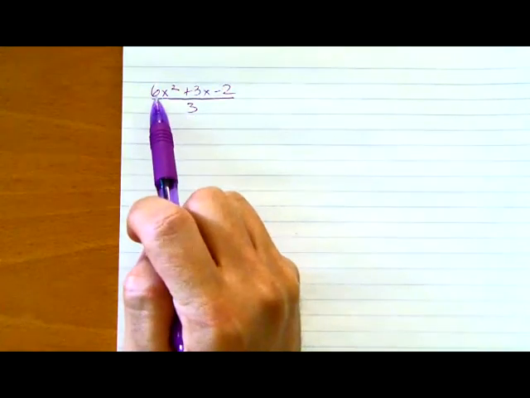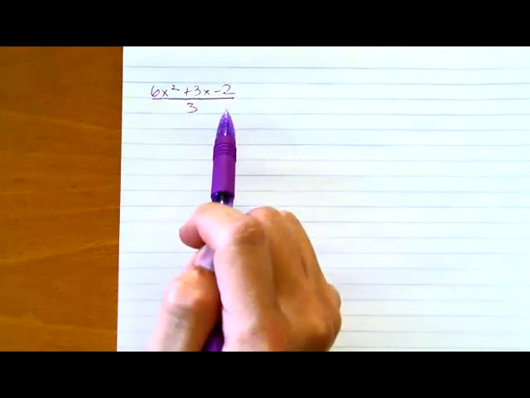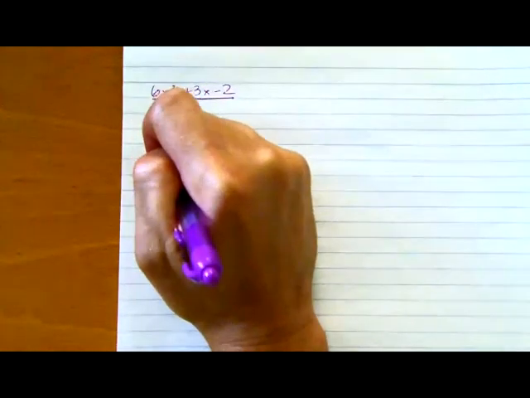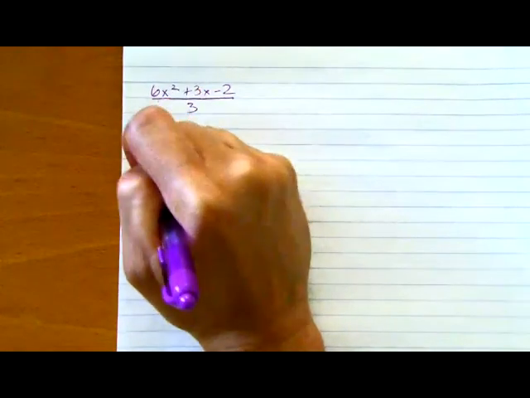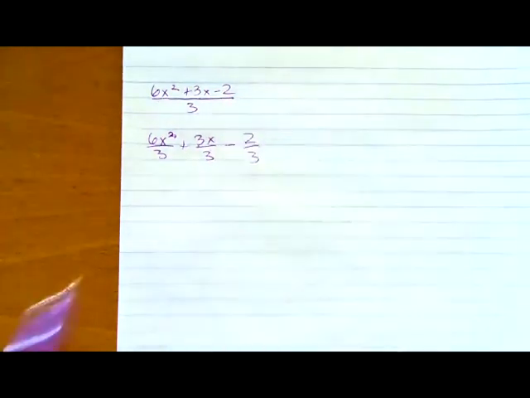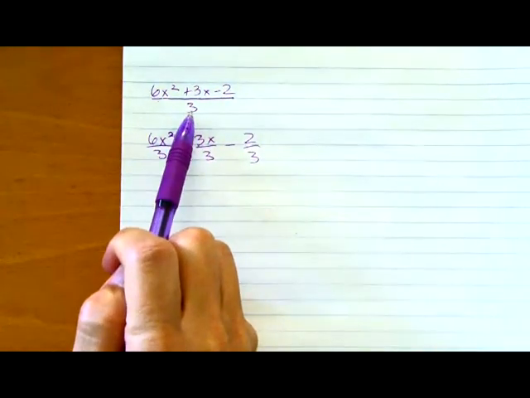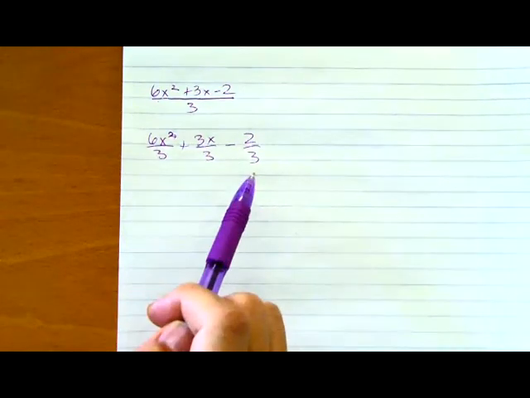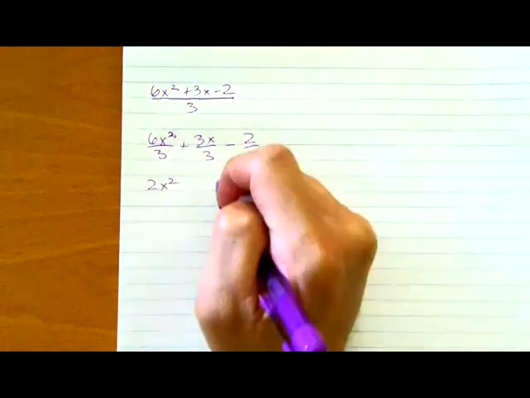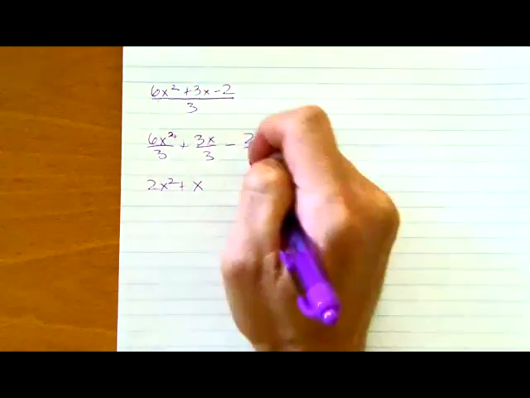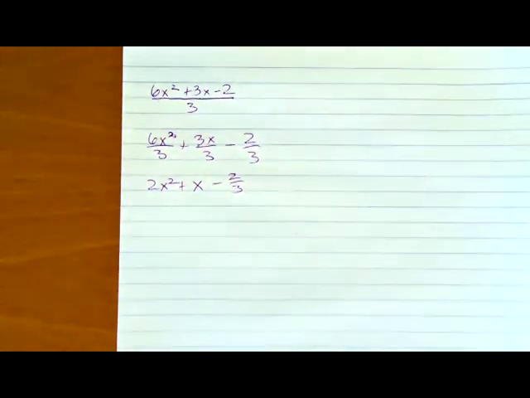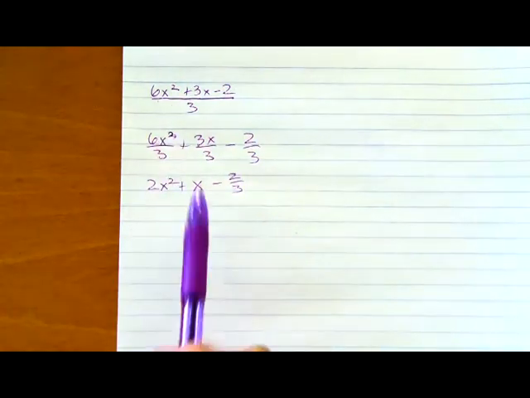So technically, each of the terms here can be divided by 3. So that's what I'm going to do. I'm going to separate them. 6x squared over 3 plus 3x over 3 minus 2 over 3. So we're dividing each of the terms by 3. Now we just simplify each of them like fractions. This would be 2x to the second. This would be x. We can't simplify that, so it's just negative 2/3. And that's it. We divided everything by 3. This is what we're looking for.